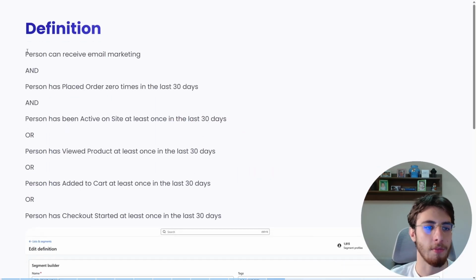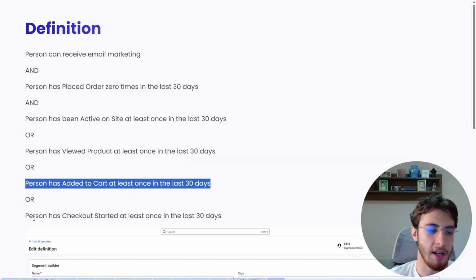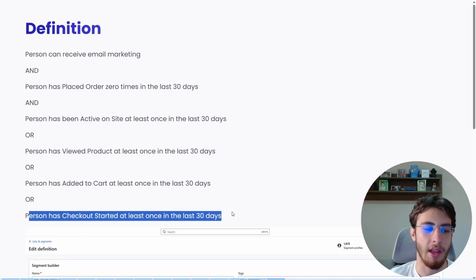Now, here's the definition. Again, person can receive email marketing, and person has placed orders 0 times in the last 30 days, so they haven't bought in the last month, and person has been active on site at least once in the last 30 days, so they haven't bought, but they've been viewing your site, or person has viewed product at least once in the last 30 days, or person has added to cart at least once in the last 30 days, or person has checkout started at least once in the last 30 days.